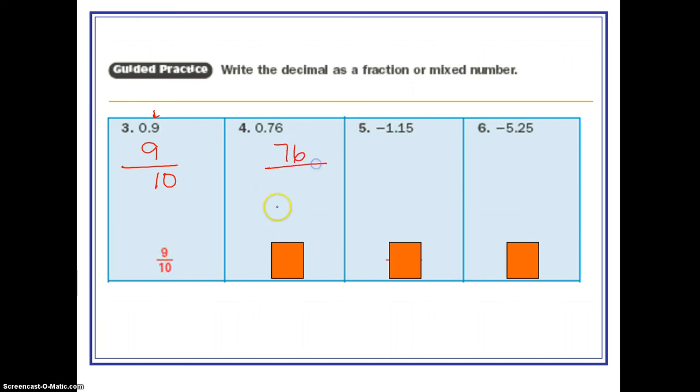4, write down 76 over. This is the hundredths place. It does simplify because they're both even, at least. 19 over 25. And we can actually do more than just 2.